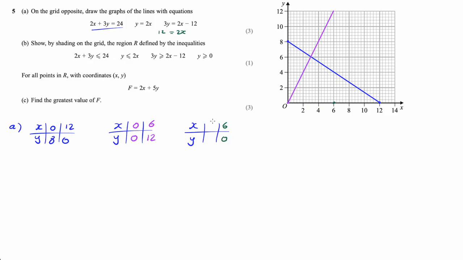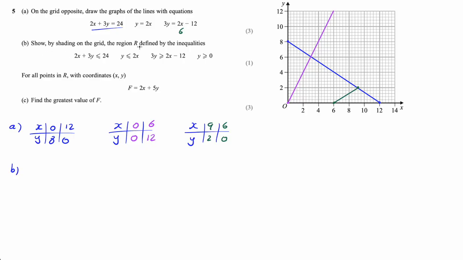When x is 9, that would give me 18 minus 12, which is 6. 3y equals 6, y is equal to 2. Okay, so it's 9 and 2 here. Okay, so then I join these like this. Okay, that's part A. Part B.